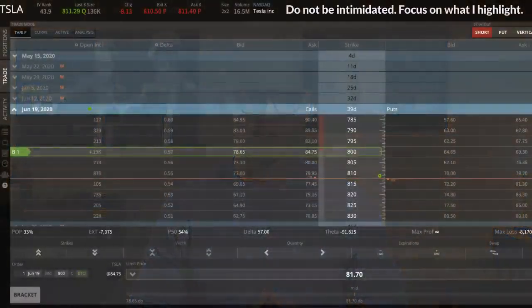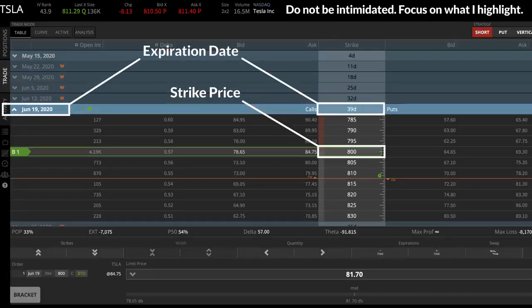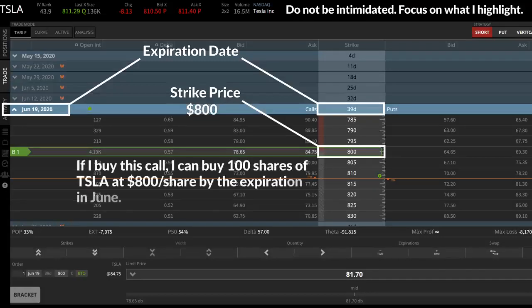In this real image of Tesla options, I have set up an order to purchase the Tesla call option with a strike price of $800 and an expiration in June, which is 39 days away as of this image. The strike price of this call option is $800, which means that between now and the expiration date in 39 days, if I own this contract, I have the right to purchase 100 shares of Tesla stock at the call option strike price of $800.